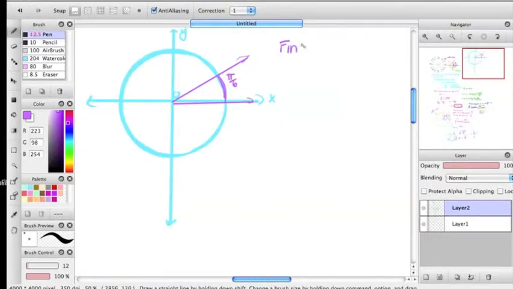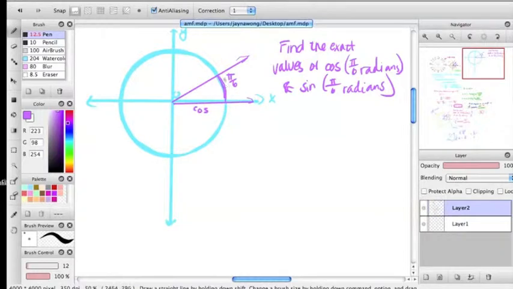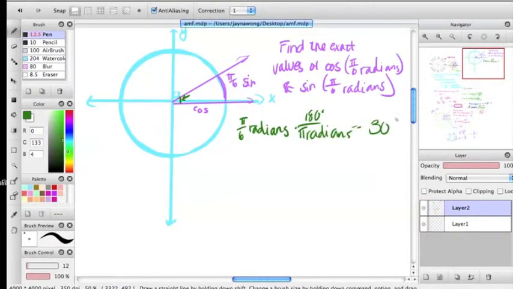Now let's find the exact values of cosine of pi over 6 radians and sine of pi over 6 radians. We can go about it the same way as last time, so we multiply pi over 6 radians by 180 degrees over pi radians and get 30 degrees.